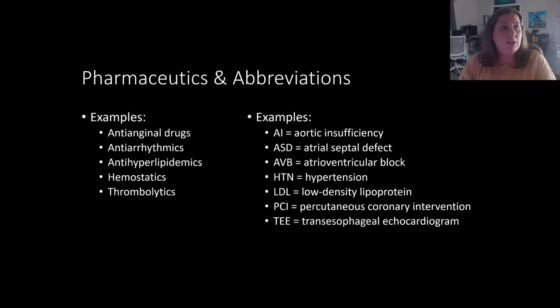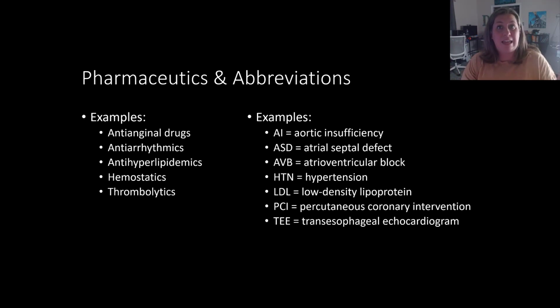And the last thing we want to look at again are the pharmaceuticals and your abbreviations. Again, this is not all of them, but just some examples. You have your anti-anginal drugs. These are going to fight against angina. So these are going to relax the blood vessels to restore, hopefully, blood flow. We also have antiarrhythmics. These are going to regulate the cardiac rhythm of the heart and hopefully be able to treat a lot of those arrhythmias we talked about.